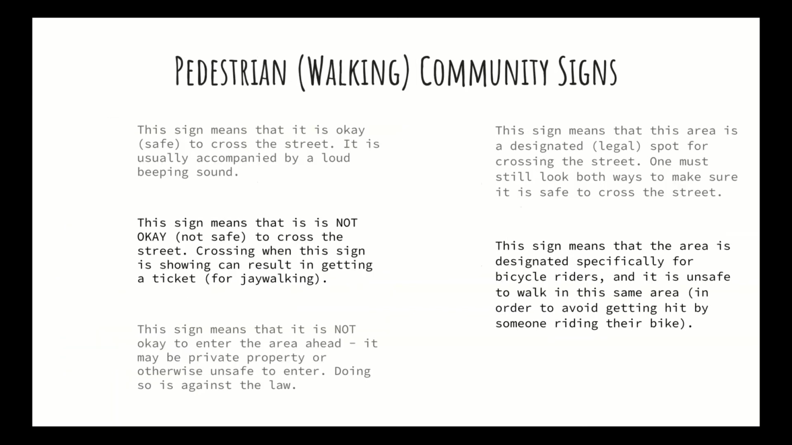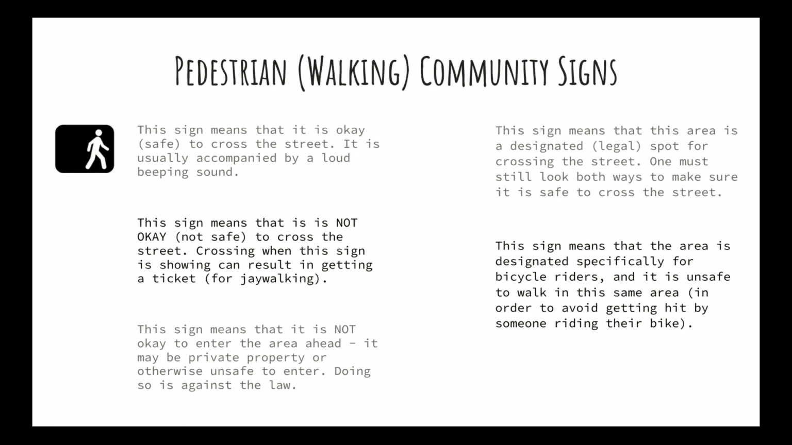All right, let's talk about 5 pedestrian or walking community signs. These are signs that we might see when we're walking, and that tell us the rules of when and where to walk. The first one is a sign that means it is okay or safe to cross the street. It is usually accompanied by a loud beeping sound, and this is to help people who are visually impaired. It is the walk sign, okay?